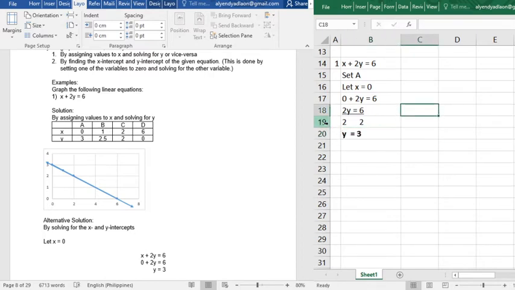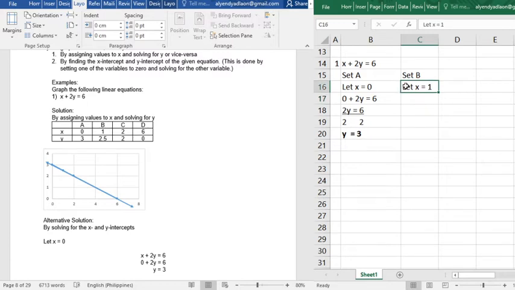Now next, set B. In set B, I assumed x as 1. Class, remember that you can use any number that you want. You can assign any value that you want, so long as it is any number, may it be a fraction, a decimal, a negative, or a positive number.